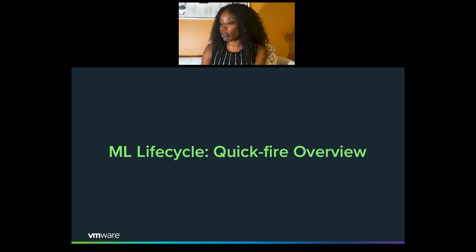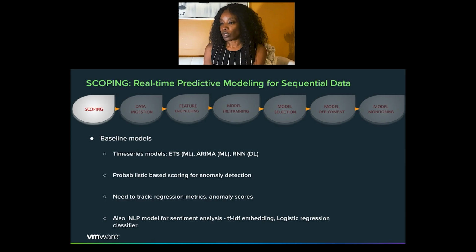So here is a quick-fire overview of how you might attempt to approach the life cycle for this. The first step would be to scope and define your problem. And part of that is identifying potential candidate models you can use as a baseline. So given the nature of the data being sequential, you might want to consider time series models. These are time-stamped data points that you can leverage for time series models. And in machine learning, there are several approaches for this.